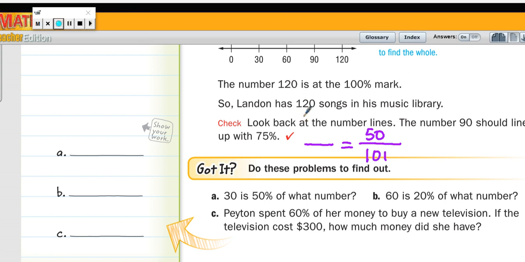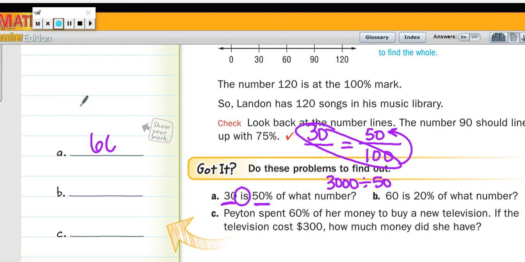And I need to determine if 30 is the part or the whole. Well, 30 is the 50%, so it's going to go here on the top. I'm going to go 30 times 100, which would give me 3,000. And I'm going to divide it by what's remaining, which would be 50. So 3,000 divided by 50 would give me 60. So 30 is 50% of what number? 60.